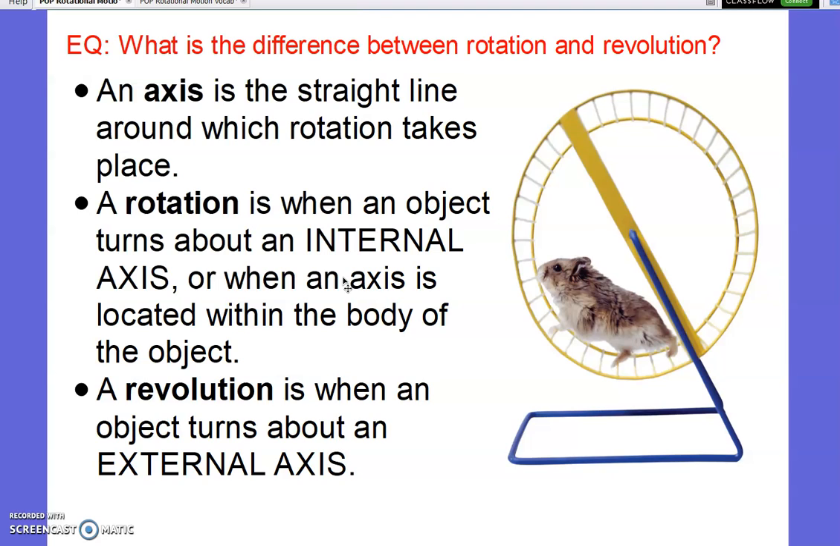If a rotation is occurring, that means that the object turns about an internal axis, or when an axis is located within the body of the object. For example, the wheel itself is rotating because the axis actually goes through the wheel. A revolution is when an object turns about an external axis. For example, the hamster is revolving because the axis does not go through the hamster.